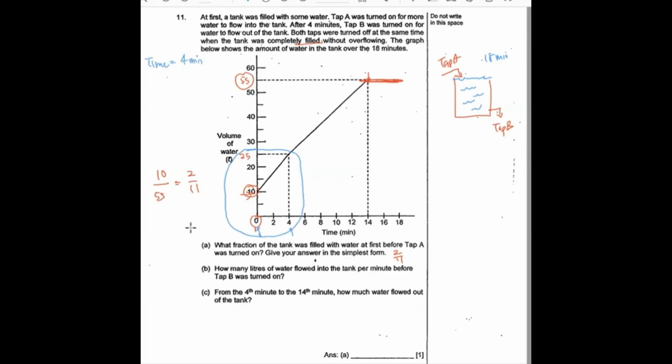Okay. So how much water goes in the tank for 4 minutes? It goes from 10 liters to 25 liters. So during the 4 minutes, 15 liters have flowed into the tank, and it's all from tap A. So the rate of tap A will be volume of water divided by time. And you get 3.75. So answer for part B is 3.75 liters per minute.